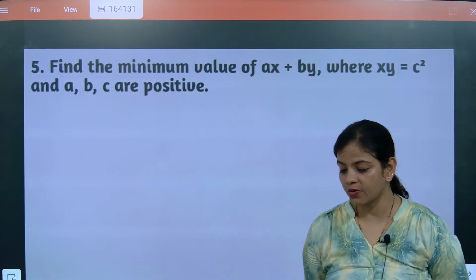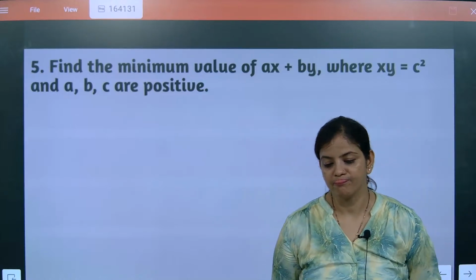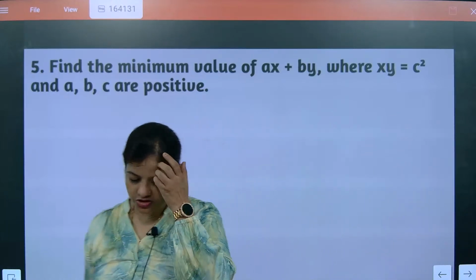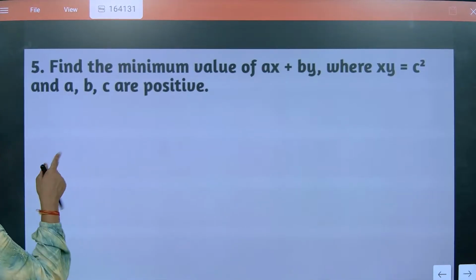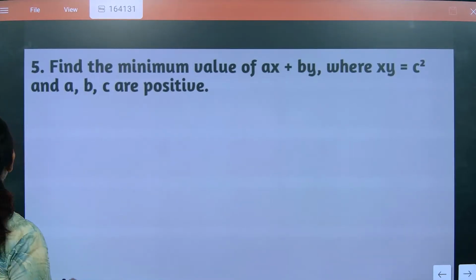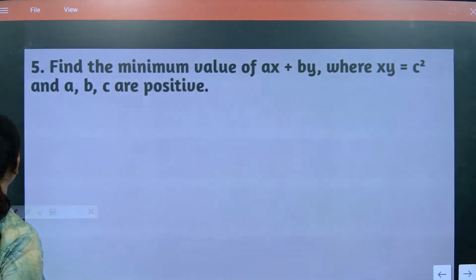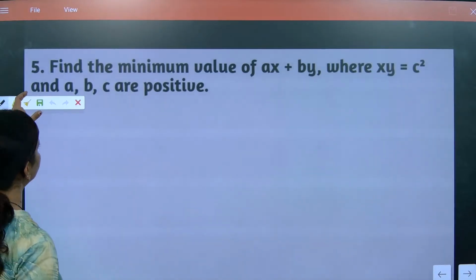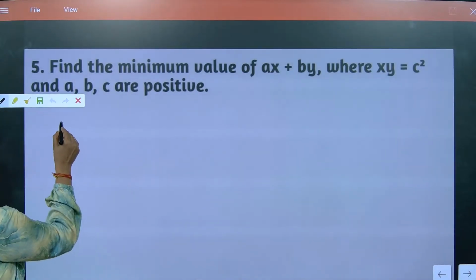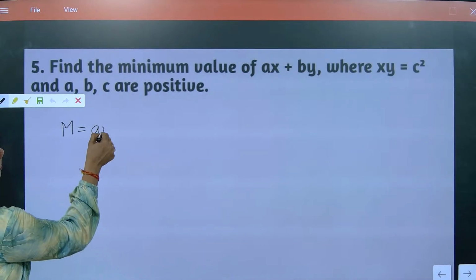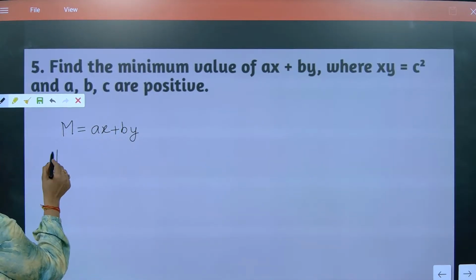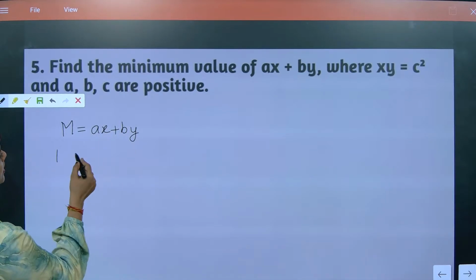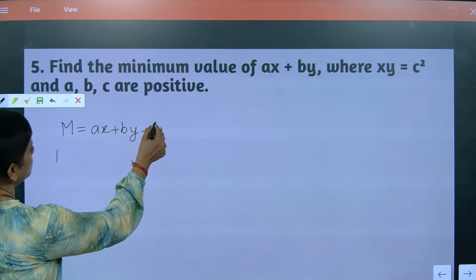Okay, I'm going to solve better. Now check this one out. How to get this? Now listen. Find the minimum value. So again, same strategy we are going to implement. Minimum value they have asked. So minimum is equal to ax plus by, and xy square is this. Minimum, this will become equation 1.